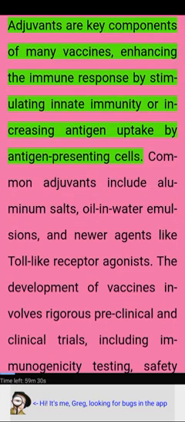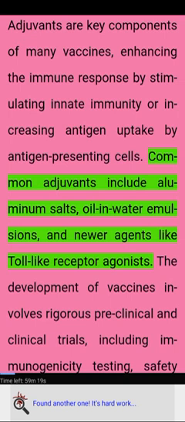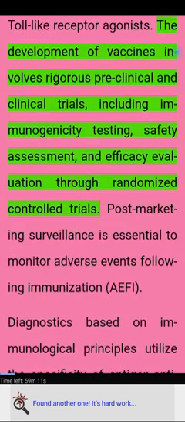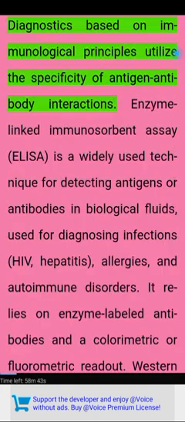Adjuvants are key components of many vaccines, enhancing the immune response by stimulating innate immunity or increasing antigen uptake by antigen-presenting cells. Common adjuvants include aluminum salts, oil and water emulsions, and newer agents like toll-like receptor agonists. The development of vaccines involves rigorous preclinical and clinical trials, including immunogenicity testing, safety assessment, and efficacy evaluation through randomized controlled trials. Post-marketing surveillance is essential to monitor adverse events following immunization (AEFI).